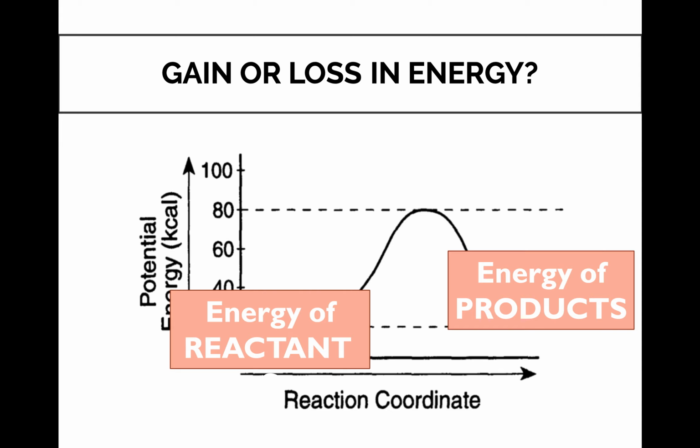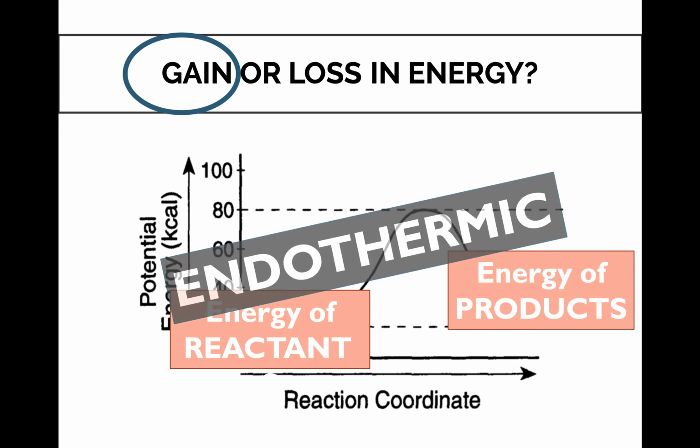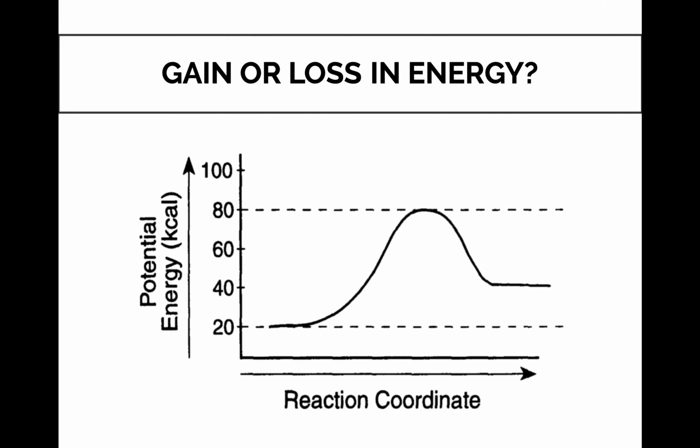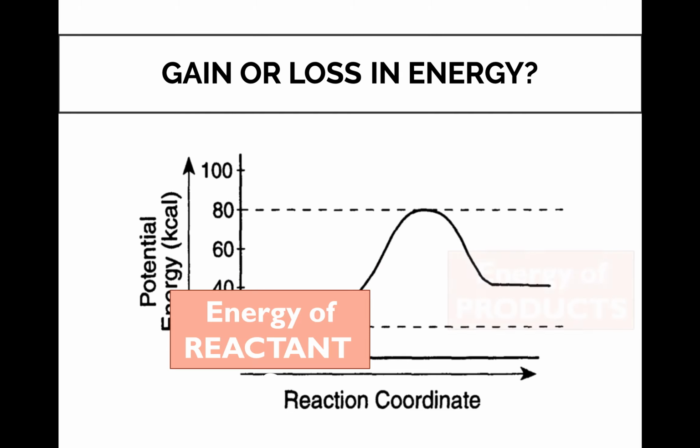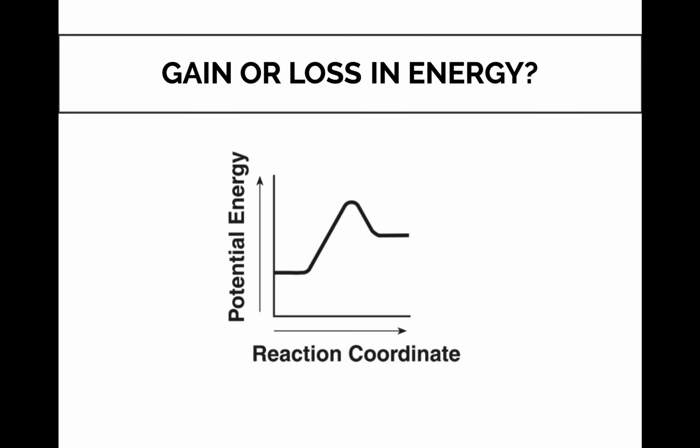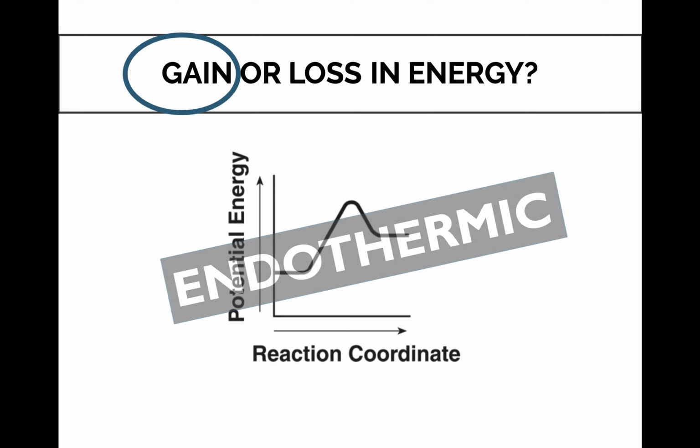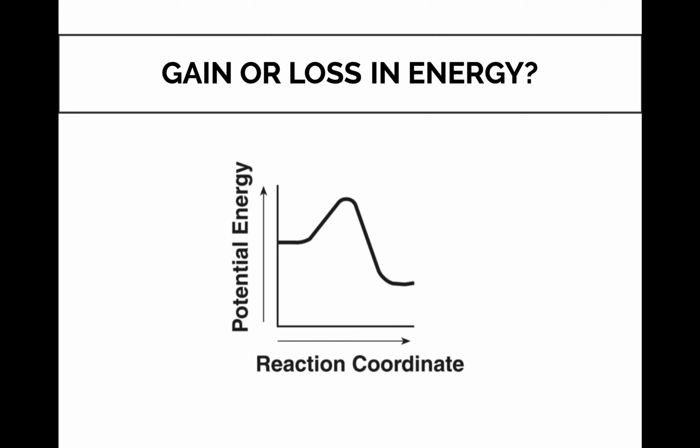Energy of our reactants, energy of our products. There's a gain in energy. Hence, this is an endothermic reaction. It absorbed energy within the reaction. It went from 20 to 40, if you guys can see that. And for this one, our reactants has a lower potential energy than our products. Once again, there's a gain in energy. This is an endothermic reaction.